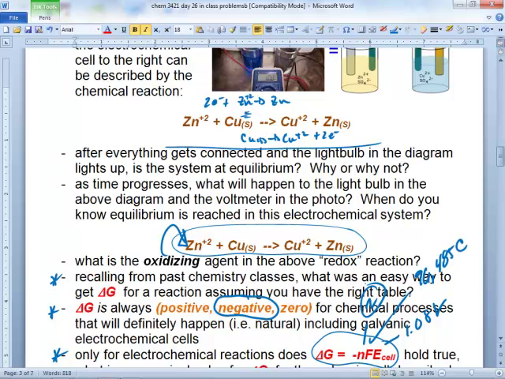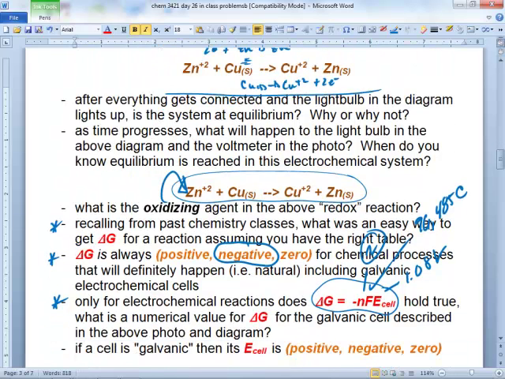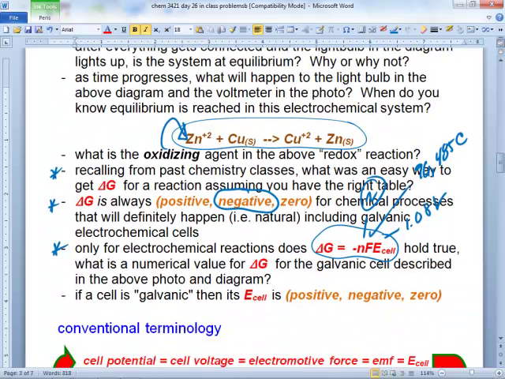But you can have negative Ecells too. You have to force those to happen. If you want to get aluminum and recycle it, you have a huge negative Ecell to come over. That sucks up a lot of electricity. That's why it's the one metal that's worth money. You can recycle it. It's worth it because it costs so dang much to make in the first place. Okay. If a cell is galvanic, then its Ecell is positive. Galvanic means natural. It's going to happen. Okay.